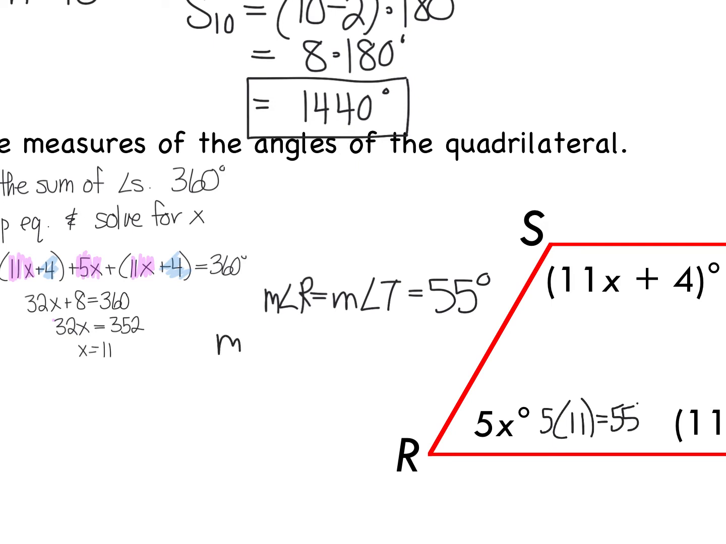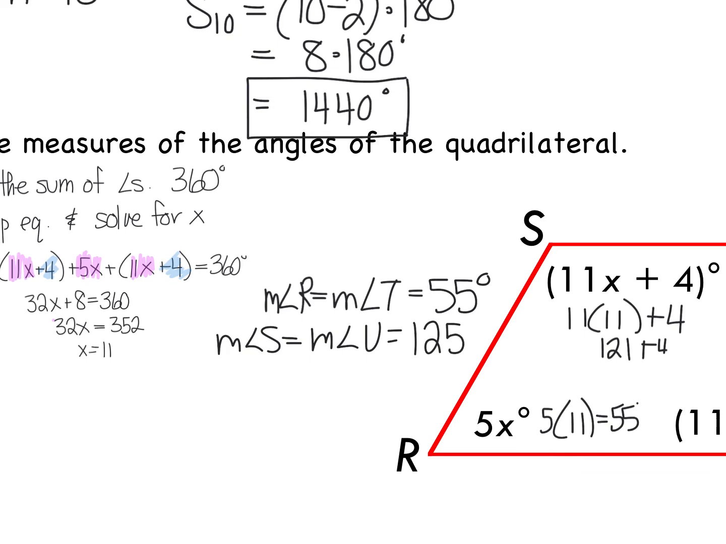All right, now let's do the same thing for angle S and angle U. It would be 11 times 11 plus 4. So I get 121 plus 4, that gives me 125 degrees. And I, of course, should, as always, go back and plug this in and see that that makes sense. Just on my calculator, do 55 plus 125 plus 55 plus 125. Does that equal 360? If it does, I could be confident that my answer is correct.